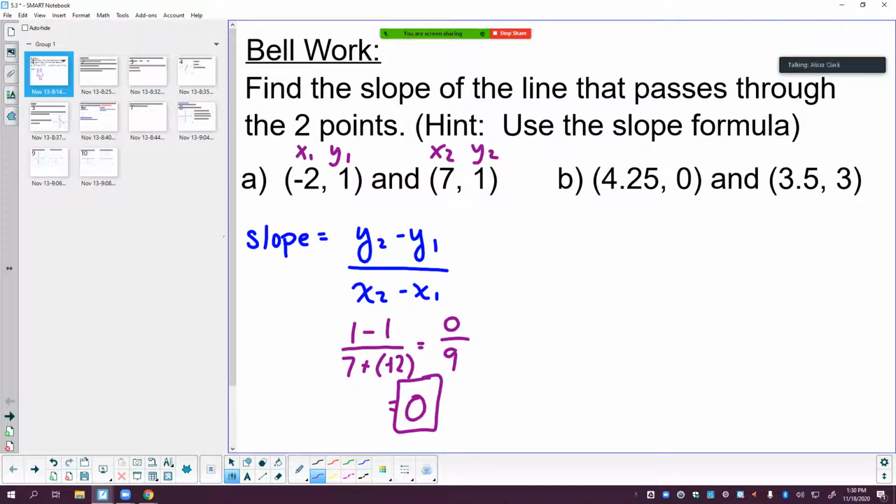Which is a horizontal line, if you remember talking about that. That just means that it's completely flat. There's no incline or decline. So now we're going to do the same thing for b.